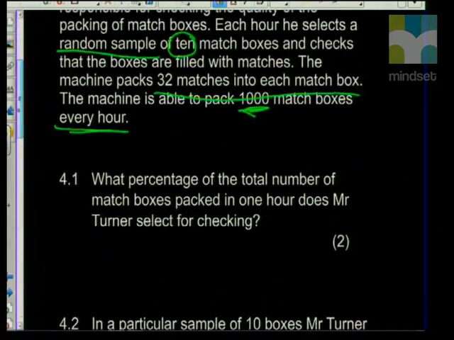Okay, the first one says, what percentage, so that's the keyword, we want an answer in percentages, of the total number of matchboxes packed in 1 hour. So remember, this total number of matchboxes packed in 1 hour is 1,000.